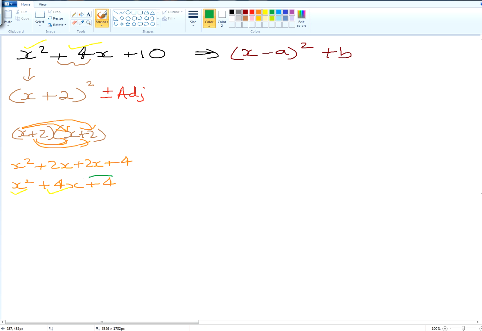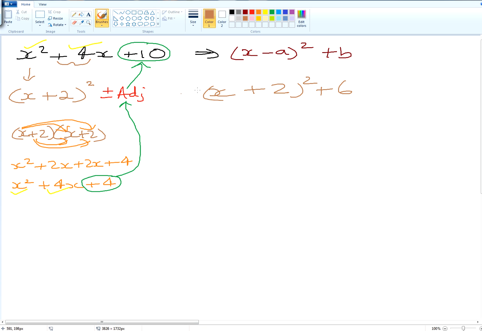Now we've got from our squaring part a plus 4, but we should really get a plus 10. So we need to adjust the plus 4 with our adjustment in order to get our plus 10. So what will the adjustment be then? It's 6. So let's write that out. We can write it as (x + 2) whole squared, add 6.